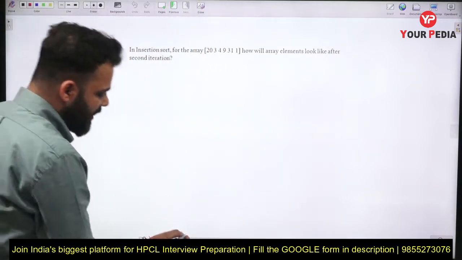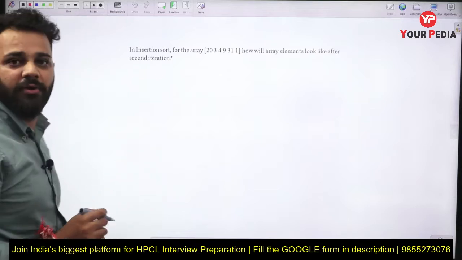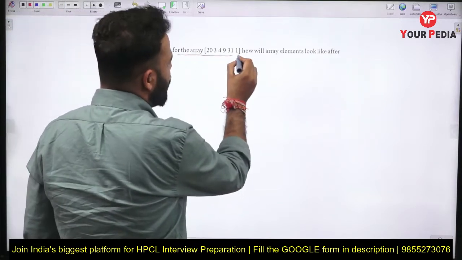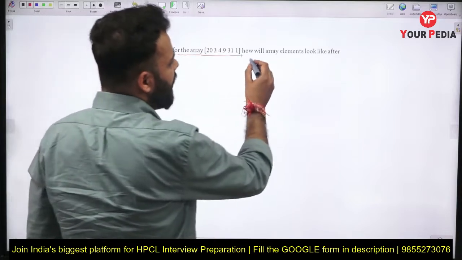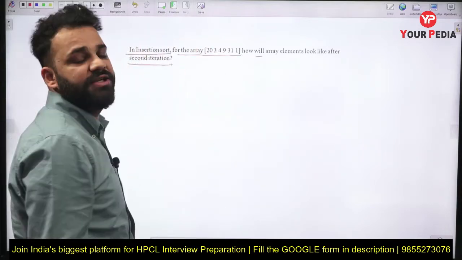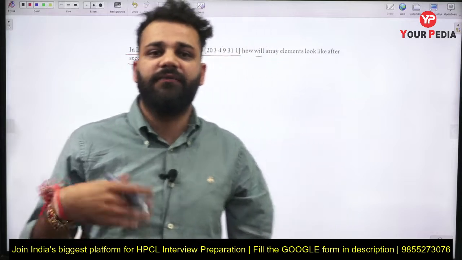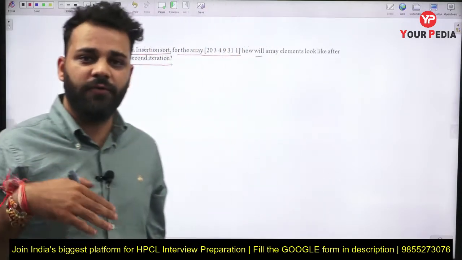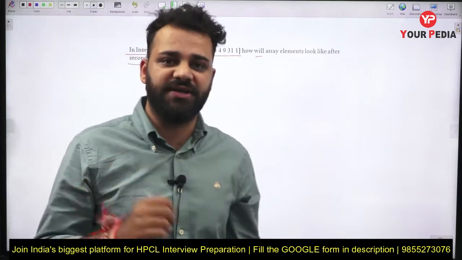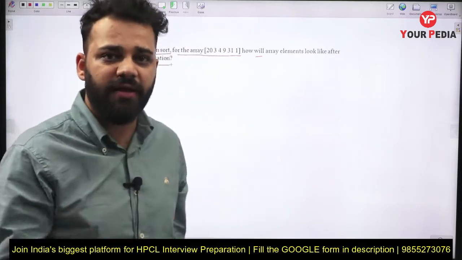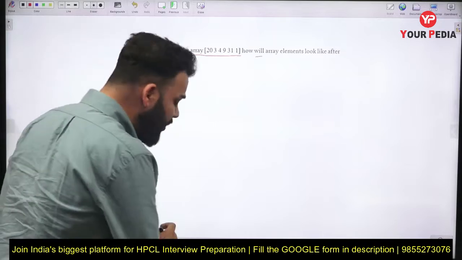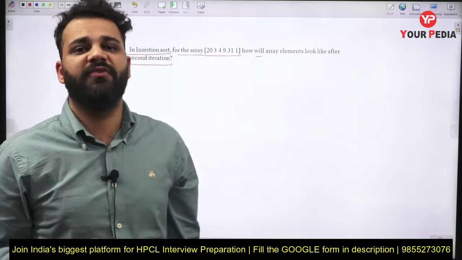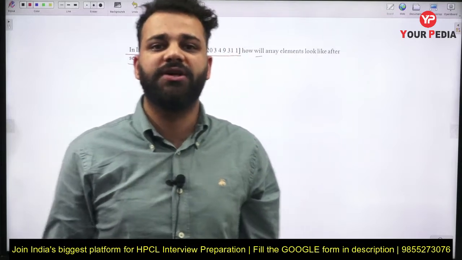So the question that has been asked in the HPCL interview is from algorithms. The question is, in insertion sort, you have been given an array. For the array, how will the array elements look after the second iteration? So it is asking that when you perform insertion sort on the given array and perform two passes, or you can say two iterations, what will be the array that you will be getting? In order to solve these types of questions, you first need to understand how the insertion sort algorithm works.